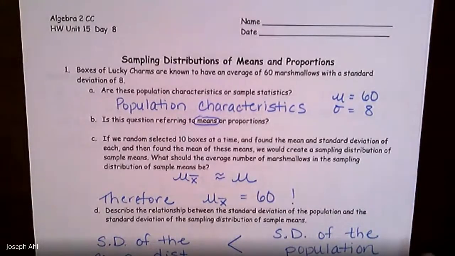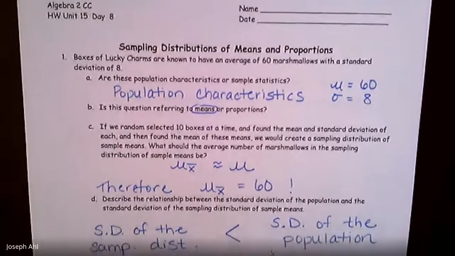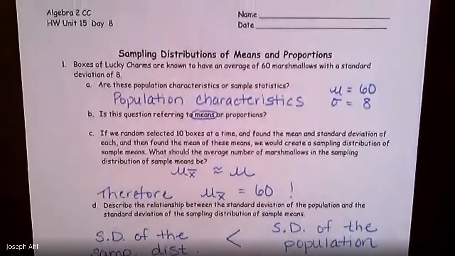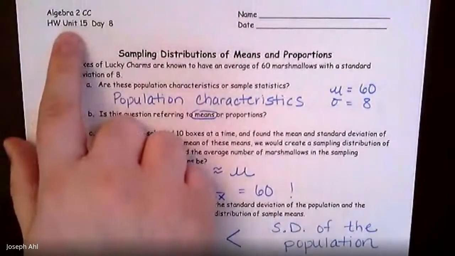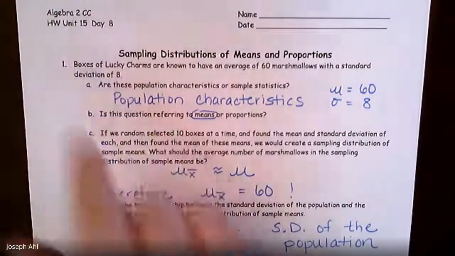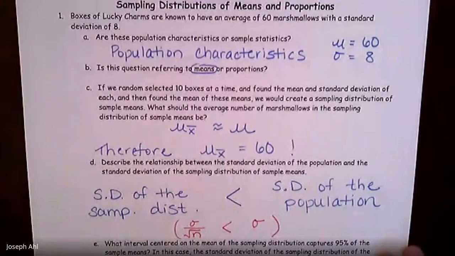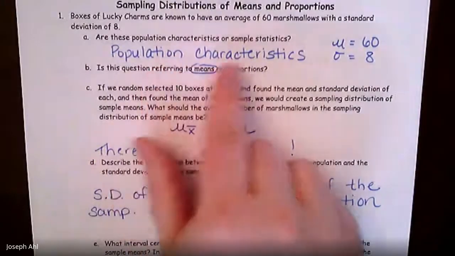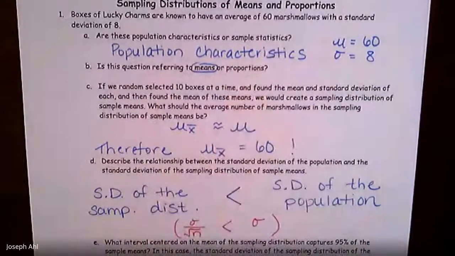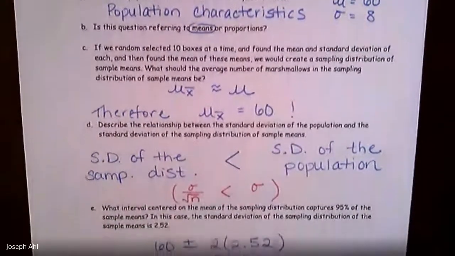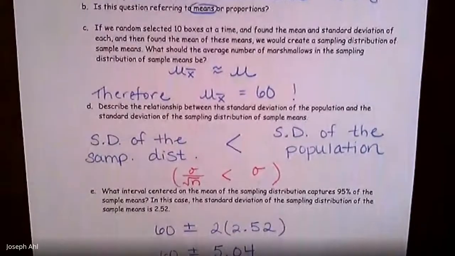There was a homework 8 that was a review, but we're not quite ready to go through all those review questions yet. So the only thing I wanted you to accomplish was what says Unit 15, Day 8 homework: sampling distribution of means and proportions. So go ahead and make sure you're comfortable characterizing whether things are population characteristics or sample statistics. These were means in this example.